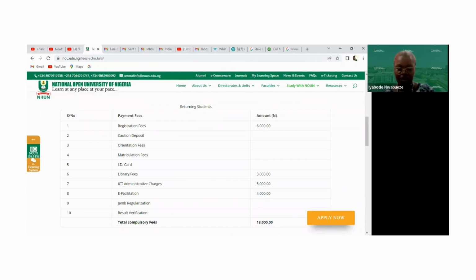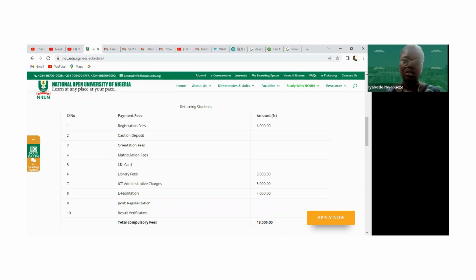You pay ICT charges because you have to have access to the ICT facilities in the university. In facilitation also, you still pay that because you are still going to be having facilitation being done. But all the other things you are not going to pay, so you end up paying only half of what you paid in your first year as a new student. And so that amounts to 18,000 naira. That's what you're going to pay as a returning student.